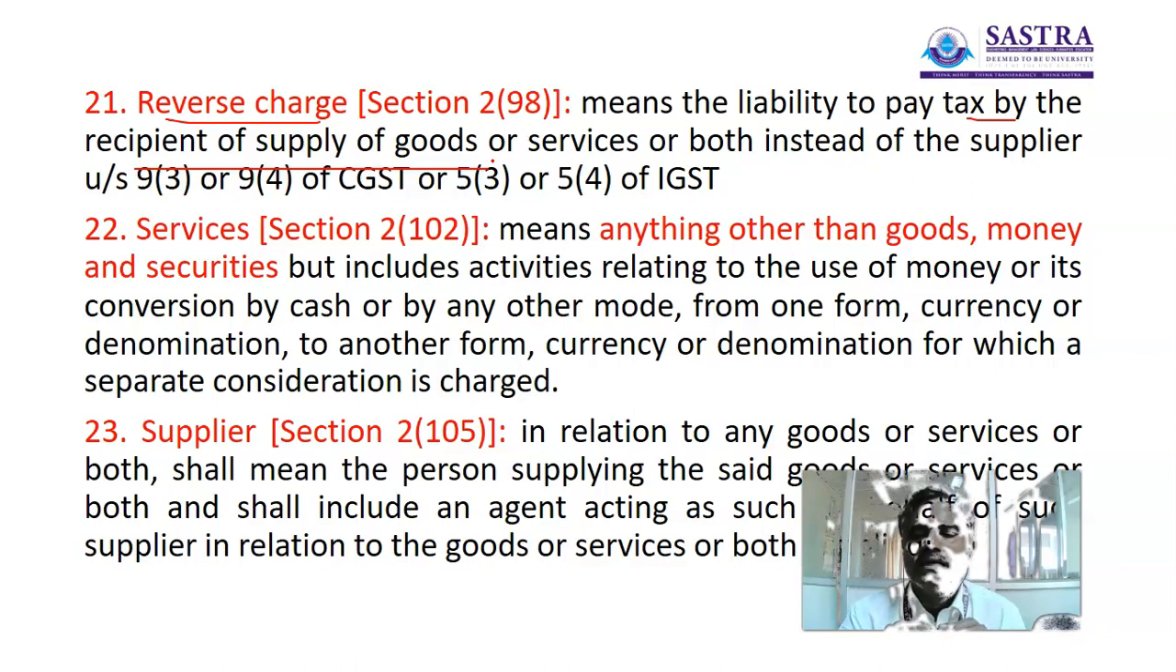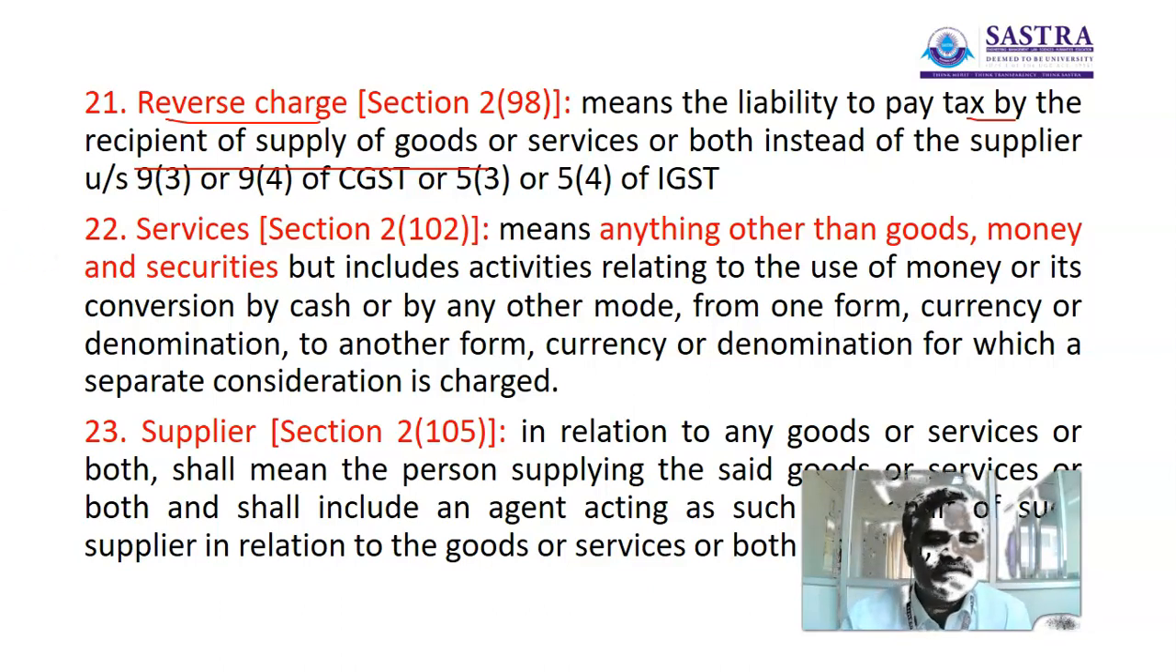Under reverse charge, the supplier cannot collect the money from the recipient and settle it to the government. The recipient pays GST to the government directly. The supplier cannot collect GST. They collect only the principal value of the supply. So the recipient pays GST to the government directly.